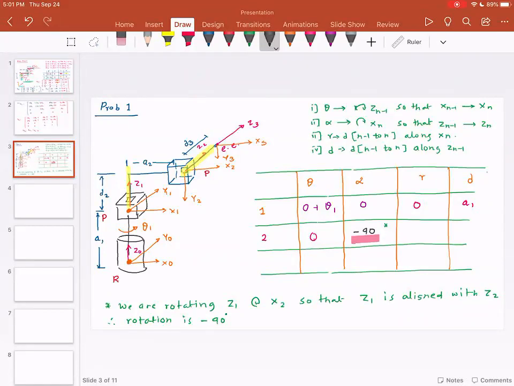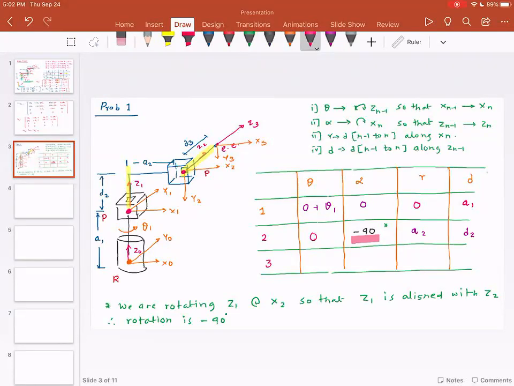The value of R is the distance between two frames, and the two frames that we are considering here are frame number 1 and frame number 2 along x2, and this distance is a2. And the last is the distance between n-1 to n along zn-1, which is along z1, and this distance is d2. Last but not least, we need to finish number 3.